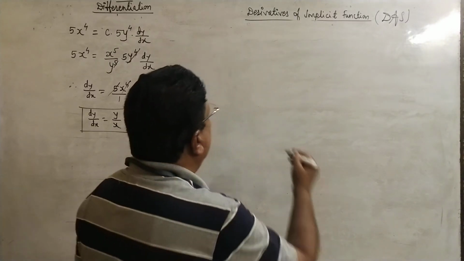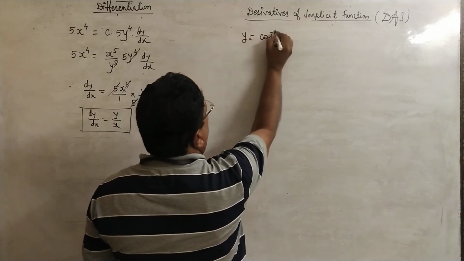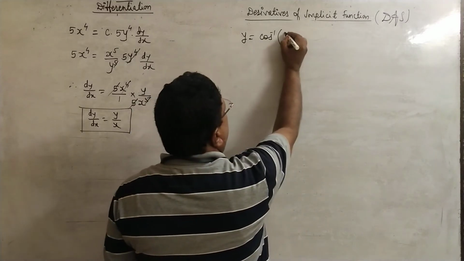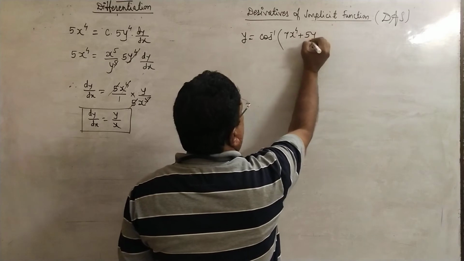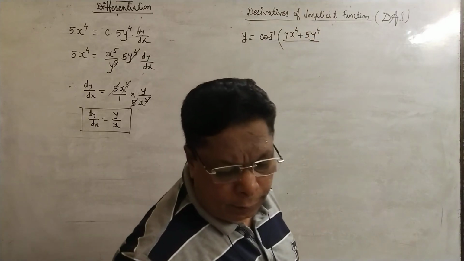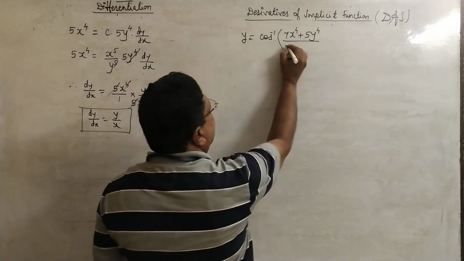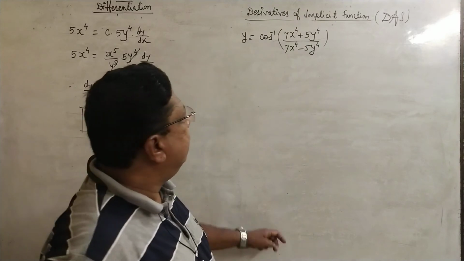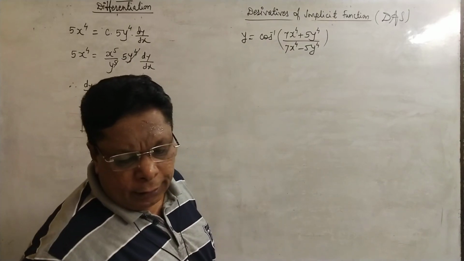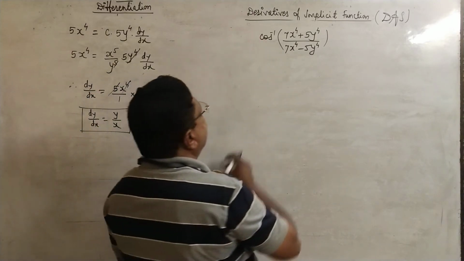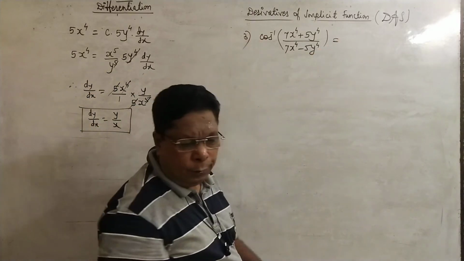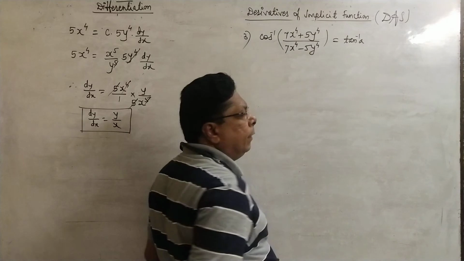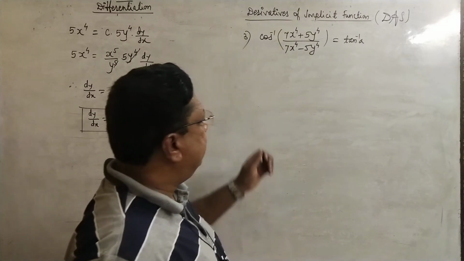y is equal to cos inverse of (7x raised to 4 plus 5y raised to 4) upon (7x raised to 4 minus 5y raised to 4). Okay, the working procedure is the same. Here also I had made one mistake: the right hand side is tan inverse a, and the left hand side is not y. Now here also we have to show that dy by dx is y upon x.